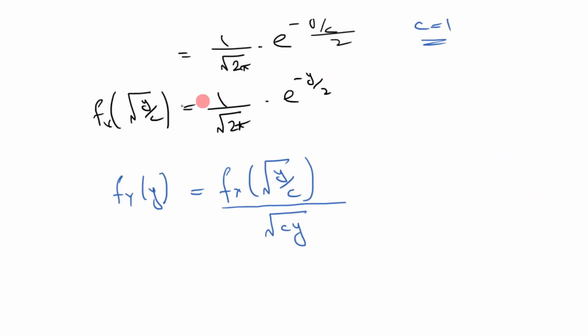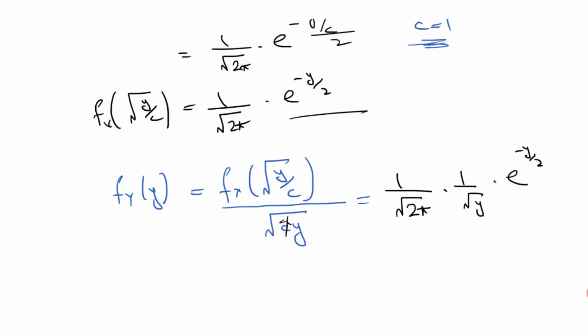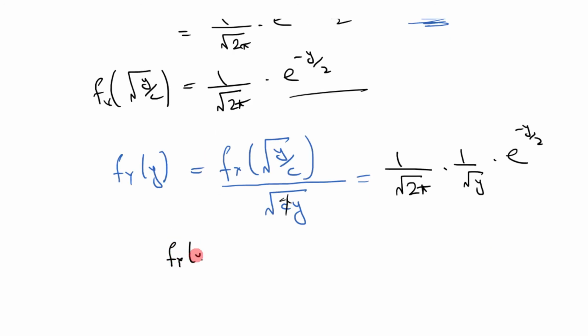So putting the value of this function fx of under root y over c in this expression that we have just derived, here we have c equal to 1, as we have assumed, it will be equal to 1 over under root 2 pi into 1 over under root y into e raised to power minus y by 2. So fy of y will be equal to 1 over under root 2 pi y into e raised to power minus y by 2.